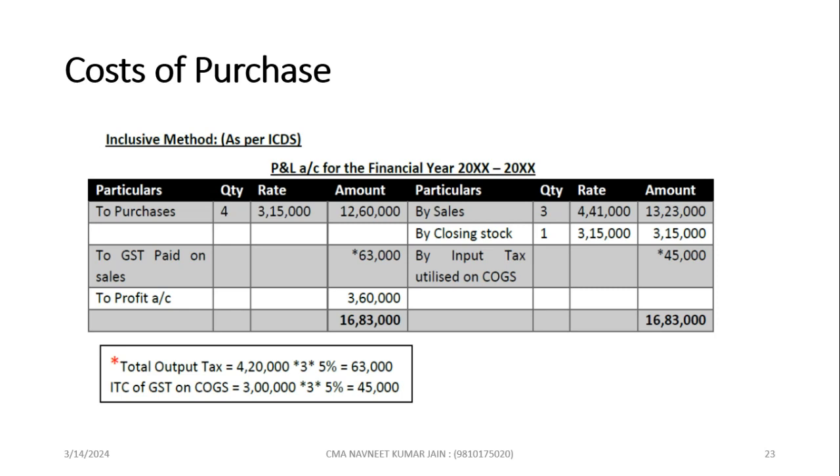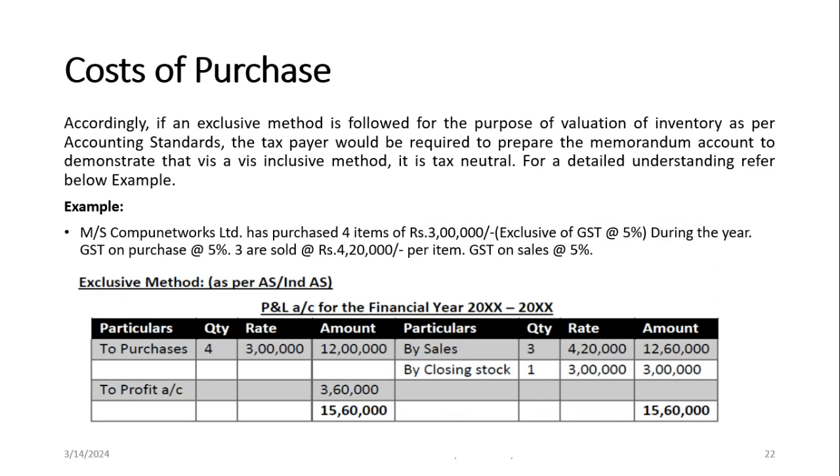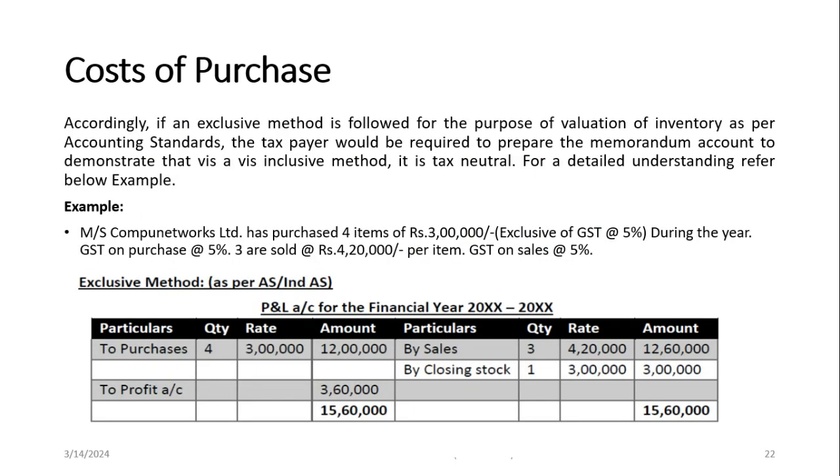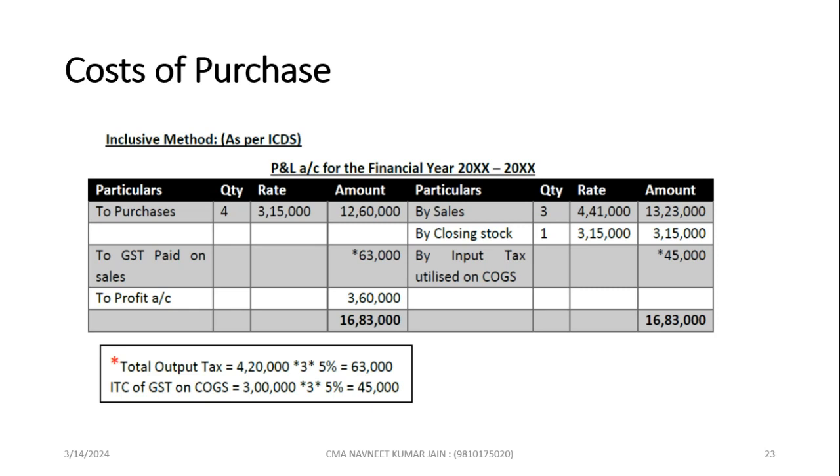Now coming to the sales, since the inputs have been valued inclusive of tax, the sales will also be valued inclusive of tax. So the sale price will be for 3 items at the rate of 4,41,000 as against 4,20,000. This includes 5% tax. So the rate is 4,41,000. As for output tax, as given in the table below, output tax is calculated on 4,20,000 for 3 items, multiplied by 5%. So this gives you a tax of 63,000. So the difference between 13,23,000 and 12,60,000 is actually 63,000.